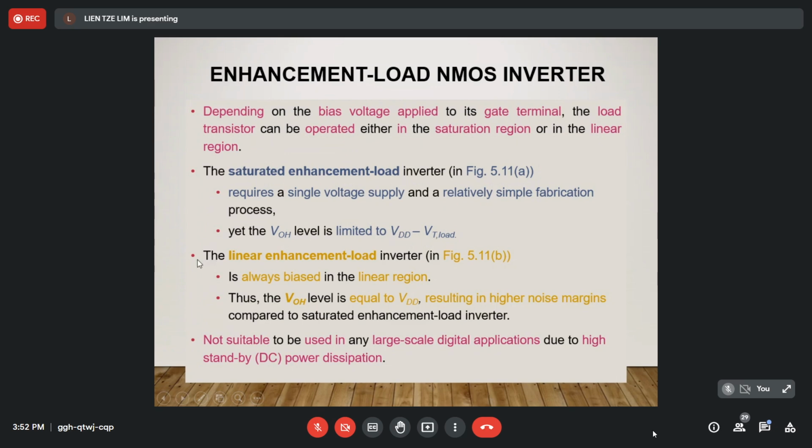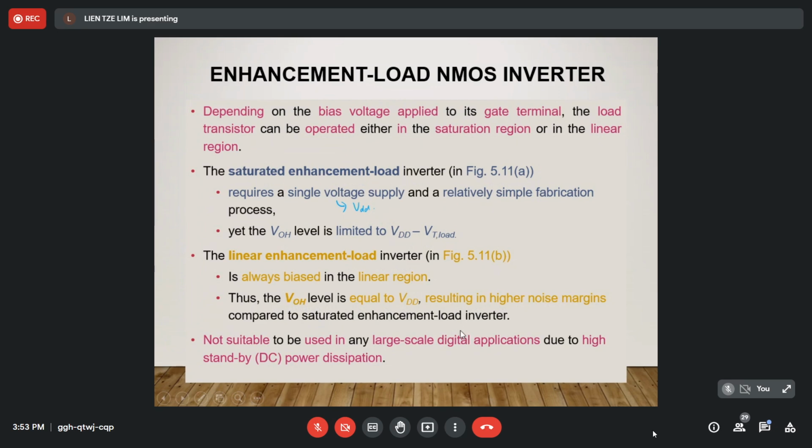The single voltage supply here means the voltage supply of VDD. This one you can see in the figure given. For the linear enhancement load inverter in figure 5.11b, the load is always biased in the linear region. Thus the VOH level is equal to VDD, resulting in a higher noise margin compared to the saturated enhancement load inverter.